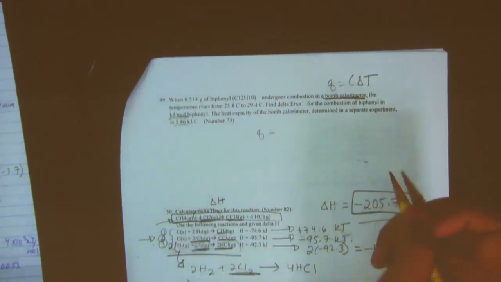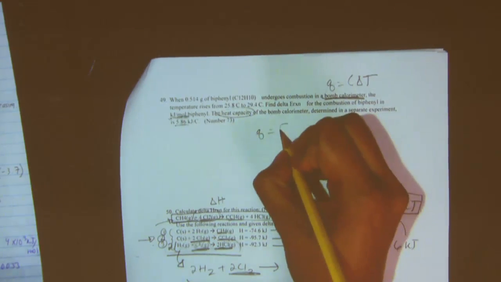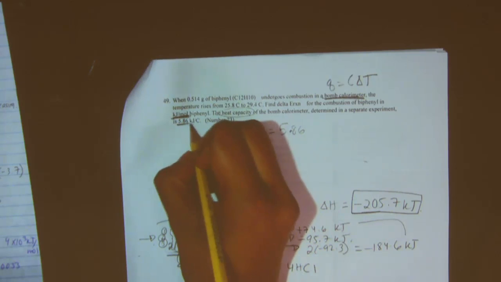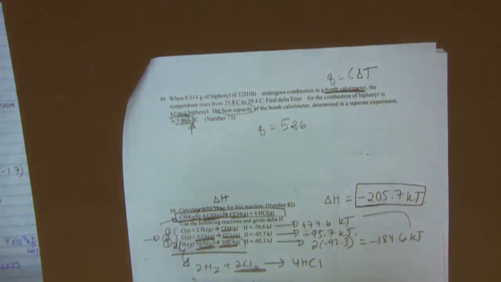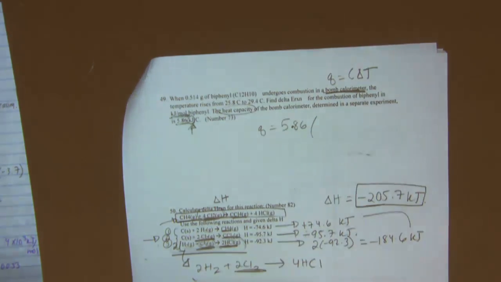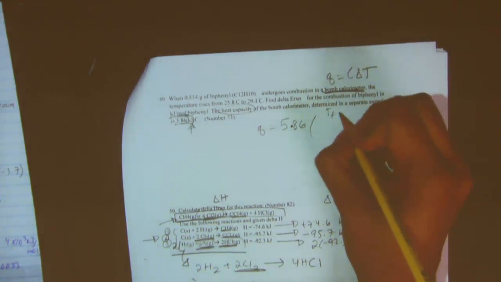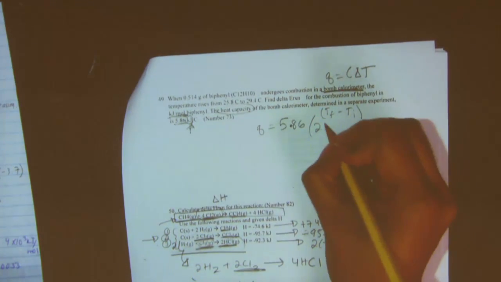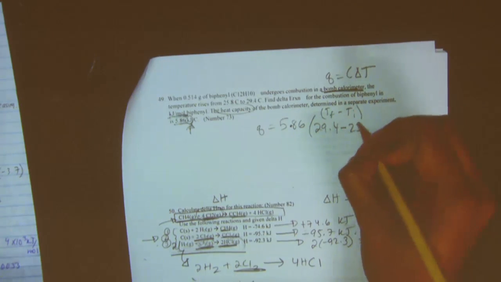Okay, so I'm going to plug in 5.86. They told me that's the heat capacity, so that's always what C is, right? So 5.86. And I'll know that my Q will end in kilojoules because that is the value they gave me right here. So be sure that you're paying attention to your units so you don't get it mixed up. Okay, and then we know the change in temperature is always T final minus T initial, right? So it'll be 29.4 minus 25.8.